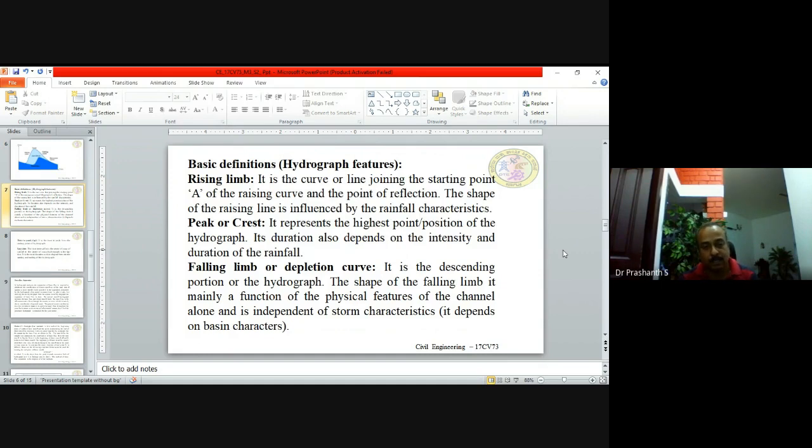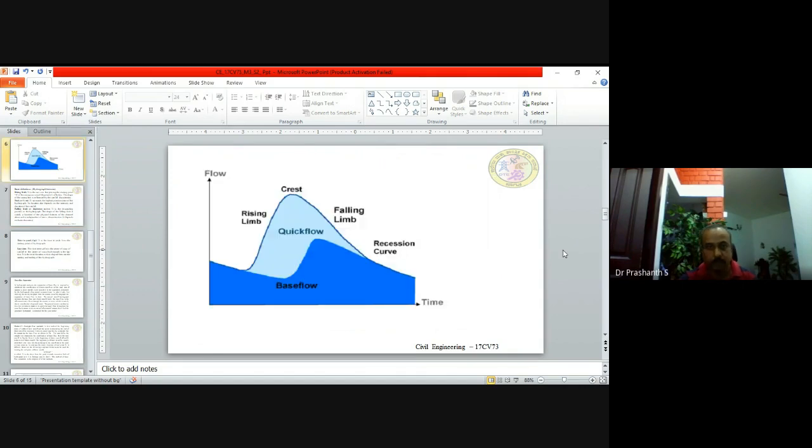The second one is the peak, also called the crest. What is this crest? Let's see. It represents the highest point of the hydrograph. In the hydrograph, it is the highest position, and its duration also depends on the intensity and duration of rainfall. So again, going back to this: the rising limb goes up, and then the crest.